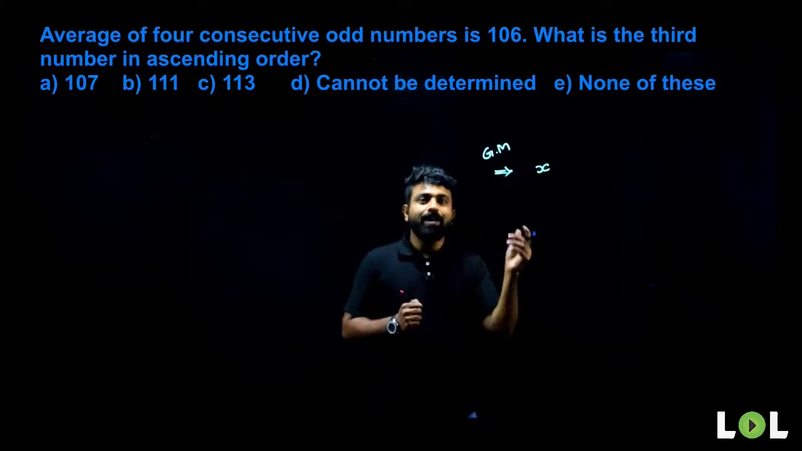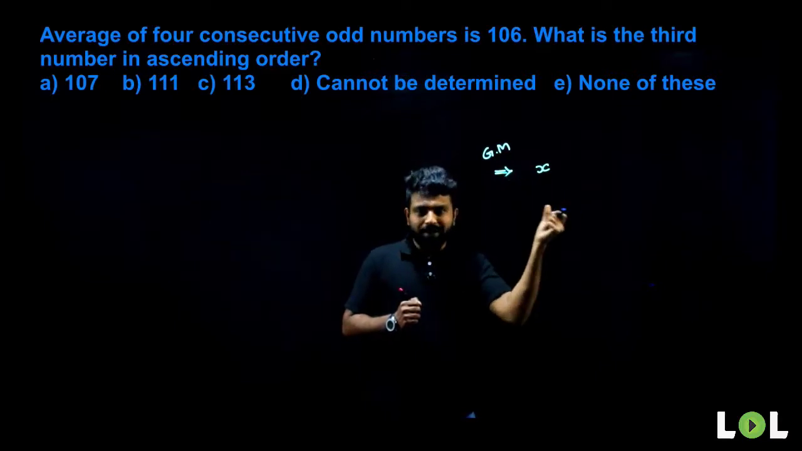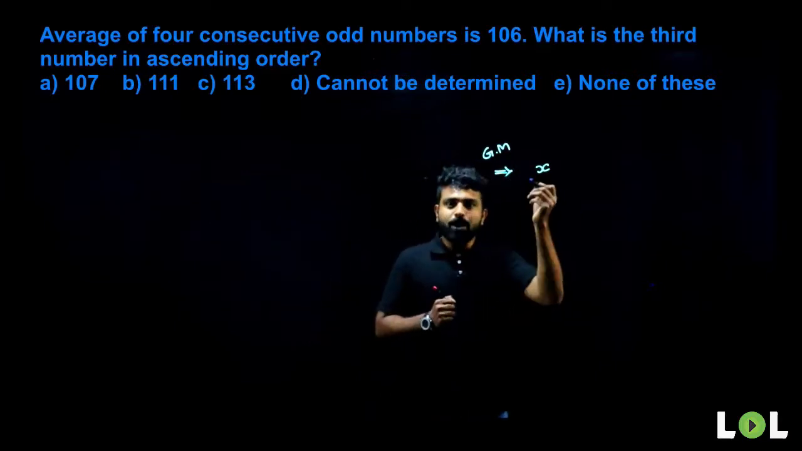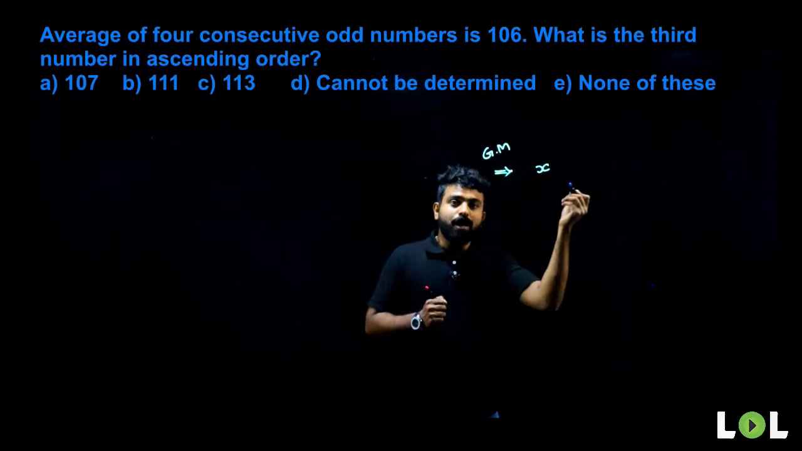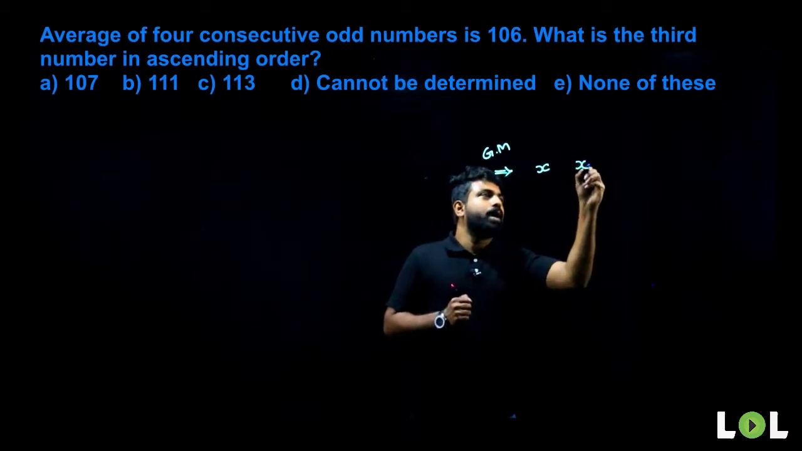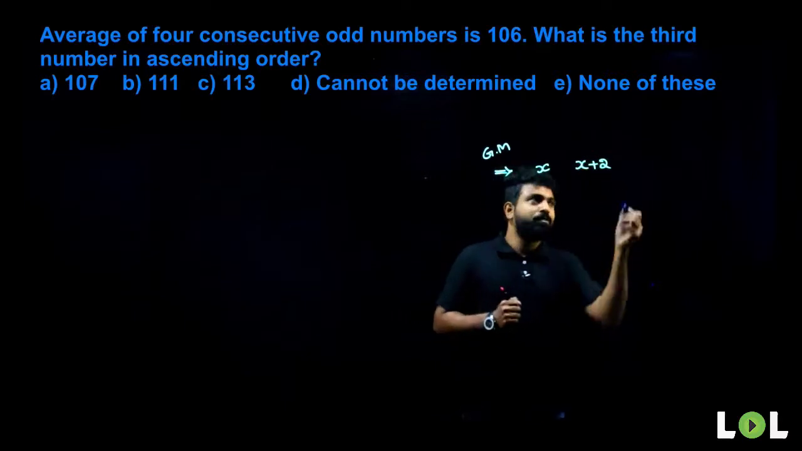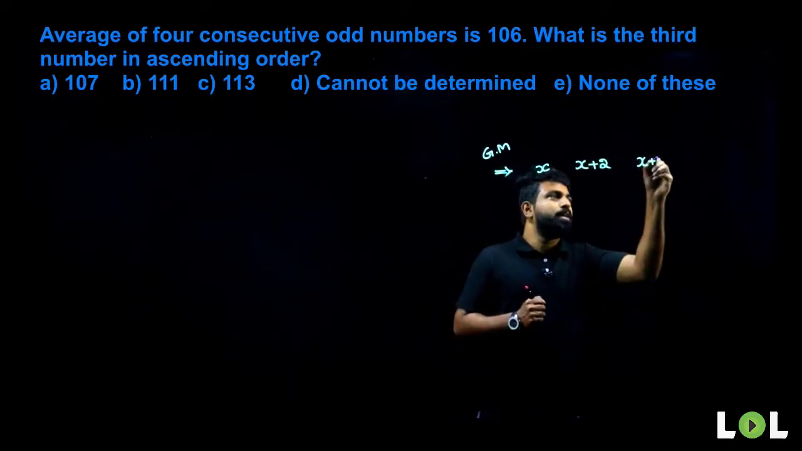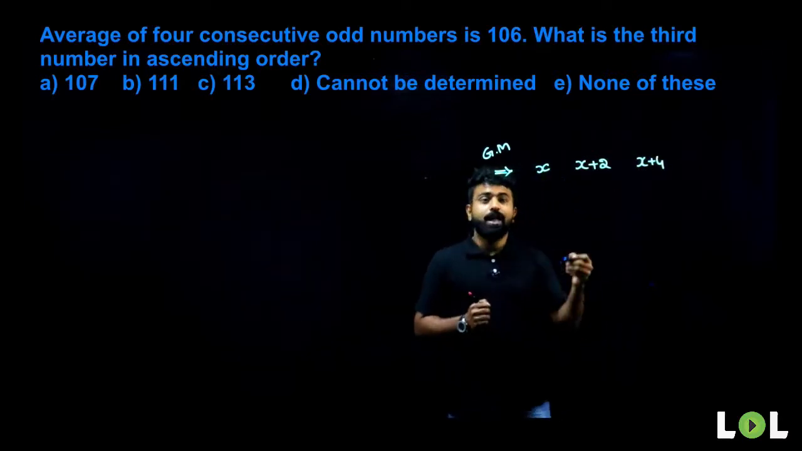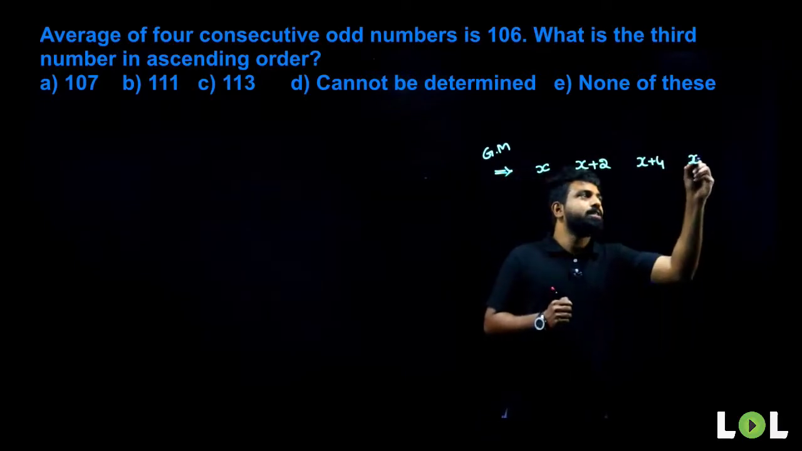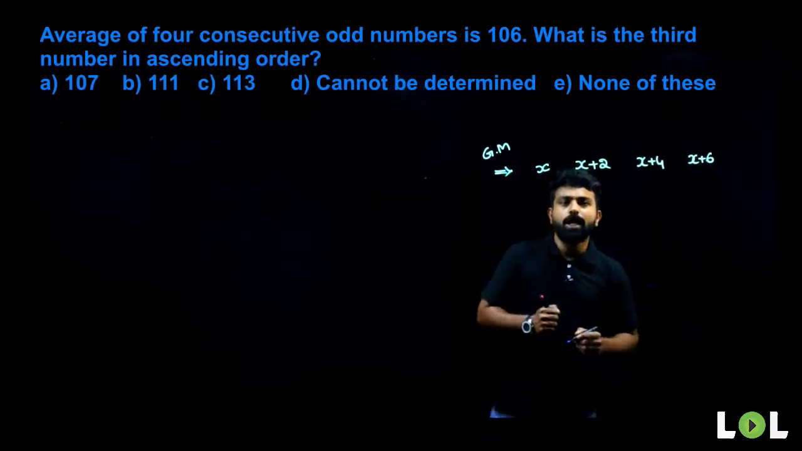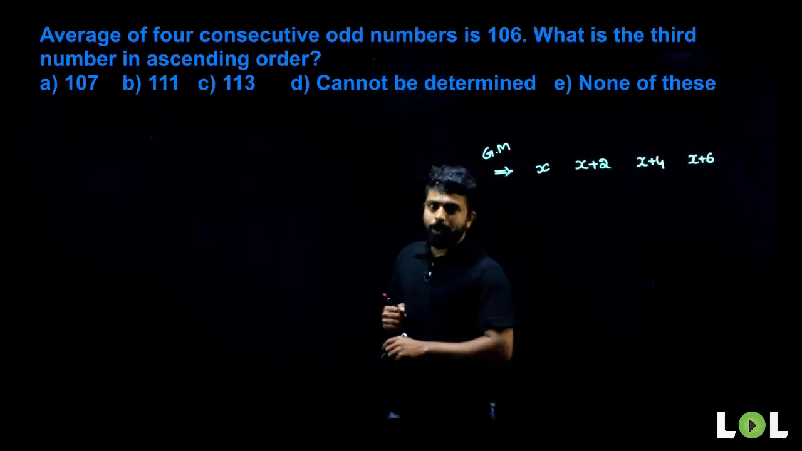How did we get that? 3 plus 2 equals 5. Similarly, if x is my odd number, the next odd number will be x plus 2. What will be the odd number after x plus 2? It will be x plus 4. And what will be my final odd number? It will be x plus 6, because they are talking only about 4 consecutive odd numbers here.